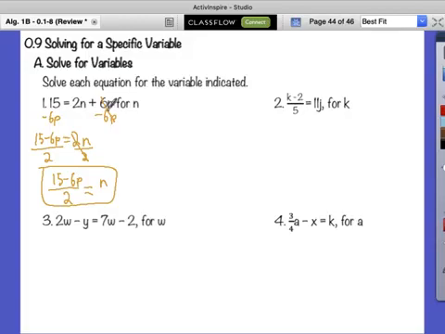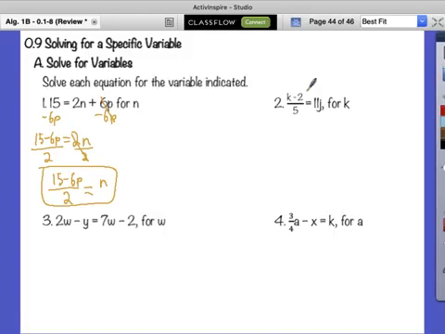Number 2, I said letter 2. Number 2, k minus 2 over 5 equals 11j. So we have 2 different variables, k and j. Which one is it asking us to solve for? K. So what's happening with k? We are doing what and what? Subtracting 2 and dividing by 5. Now what would we have to do first here? Add 2. We would like to, but can we add 2 right now? No. So we have to multiply by 5 first.